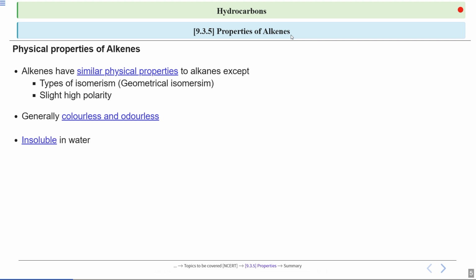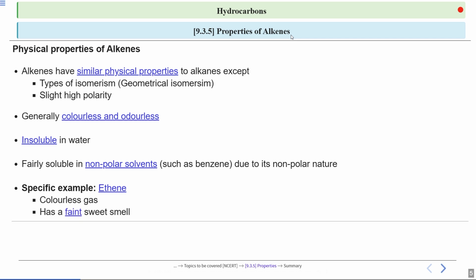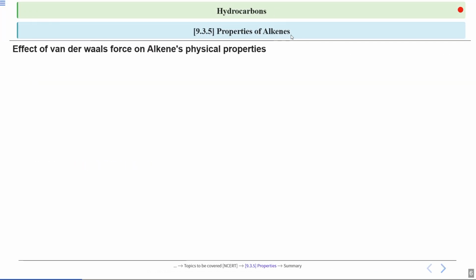Now, due to their overall non-polar nature, they are mostly insoluble in water, whereas if you consider their solubility in non-polar solvents such as benzene, then in that case they are superb in their solubility. For example, can we take an example? Yes, so we have ethene here. It is a colorless gas and has a faint sweet smell, and ethene is not perfectly soluble in water due to its non-polar nature.